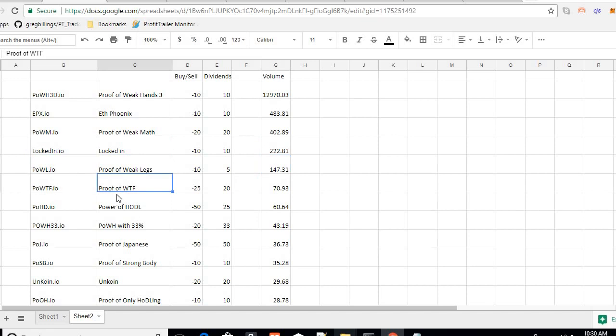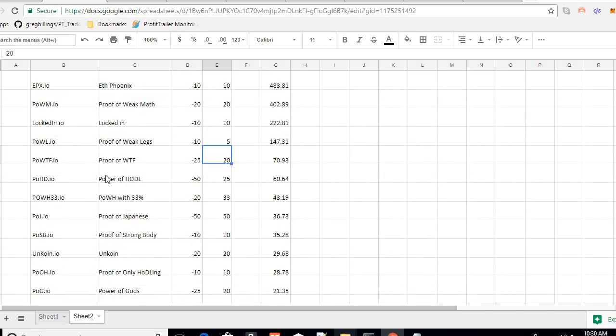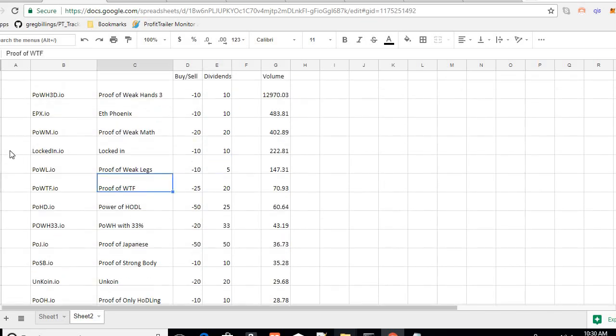Proof of WTF. Yeah, I don't know. But yeah, negative 25% when you come in, and 20% dividend. You would have to do your own research on everything starting from here all the way down. Do your own research. These are clones, but I don't know the code, and I don't know if maybe they went in and changed something in the code. I have no idea. You'd have to watch more YouTube videos.